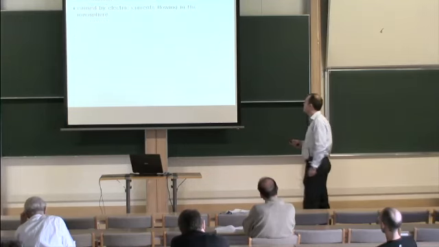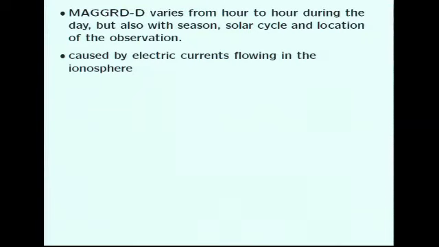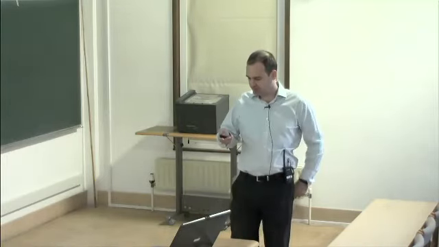So there are some issues here. This particular output varies from hour to hour during the day, with season, solar cycle, location. A lot of things here. It's caused by electric currents flowing in the ionosphere. That's the mechanism. So there's some problem here in terms of what do we compare to. There are so many instances, so we simplify this. The scientists actually were driving this study, obviously, and they selected the equinox and some very quiet time.